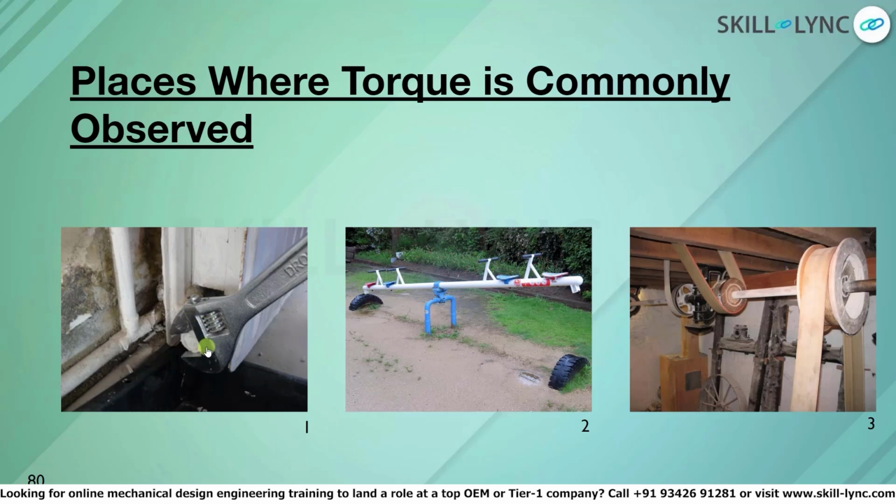So we can see that a wrench is tightening a bolt here, and obviously torque is involved because there is a twisting motion. In the next diagram, we can see a seesaw that has a twisting motion and is fixed at the center. It's kind of rotating about the center, but it's not extremely high rotation.